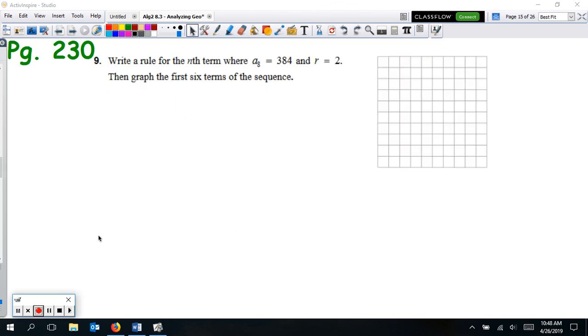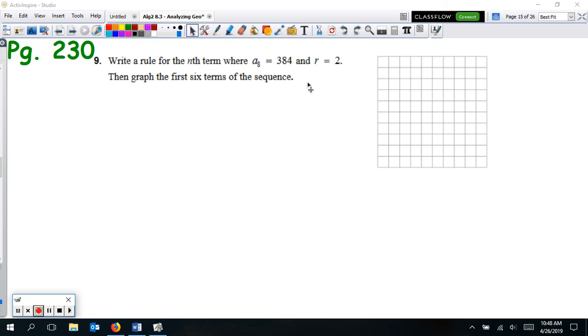Alright, problem number 9 on page 230. Now at the very top, it says write a rule for the nth term of this sequence, where a of 8, our 8th term, is 384, and the common ratio, r, is 2. So you're multiplying by 2 every time. And it says then graph the first 6 terms of the sequence. So we would need to find those first 6 terms and then plot them on a graph over here.